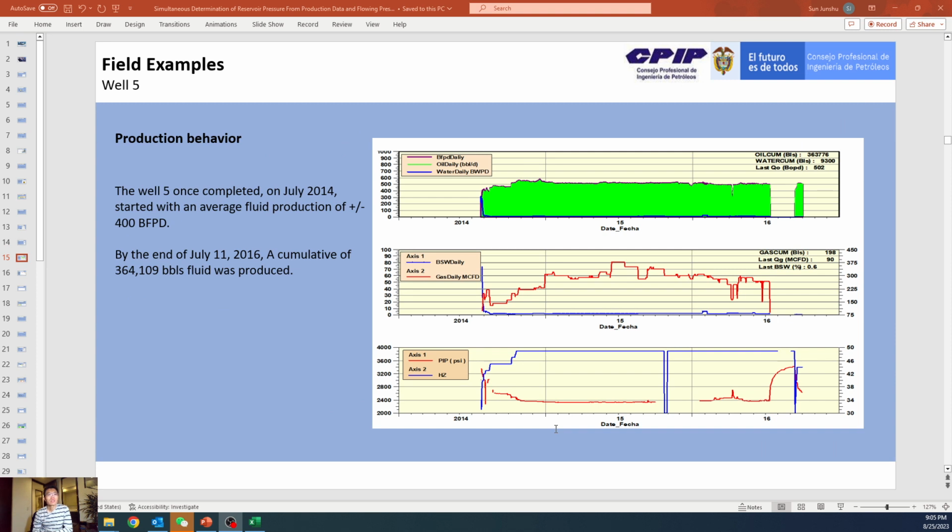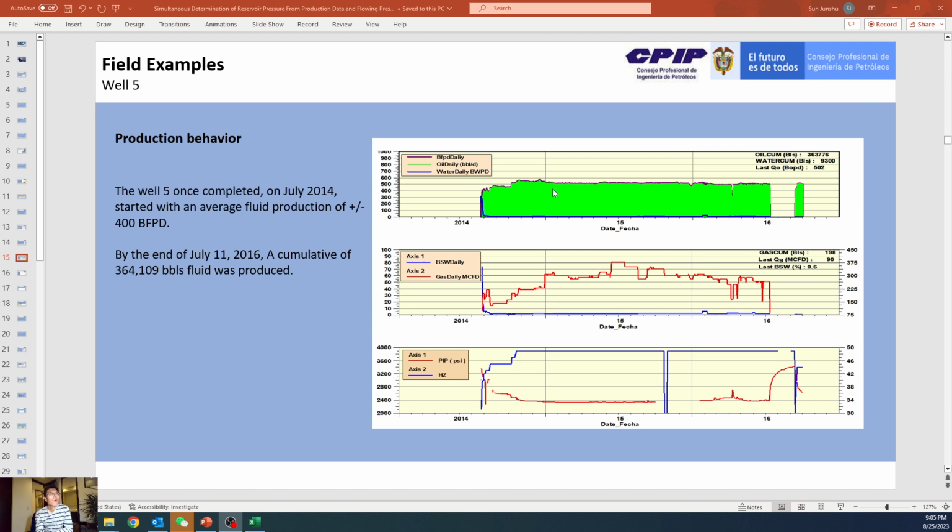Production behavior. Well 5, once completed in July 2014, started with an average fluid production of 400 barrels per day. It's really stable. By July 11th, 2016, a cumulative 364,109 barrels of fluid was produced.